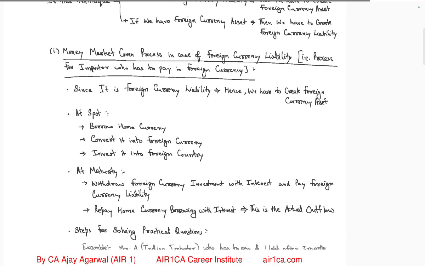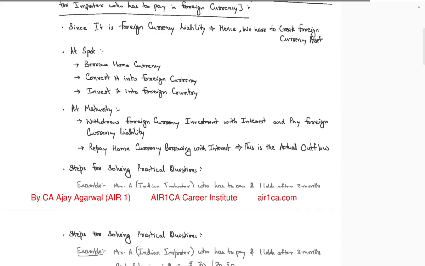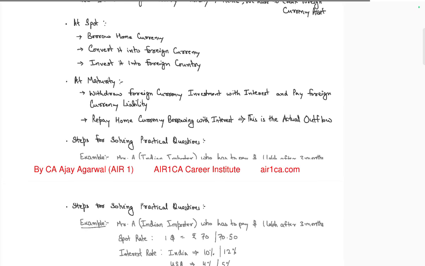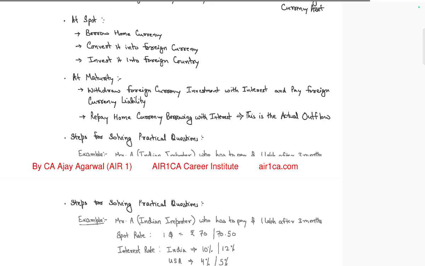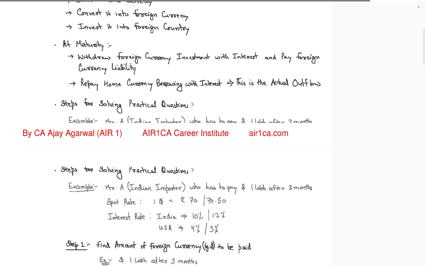The money market cover process in case of a foreign currency liability, the process of an importer who has to pay foreign currency. Since it is a foreign currency liability, we have to create a foreign currency asset. At spot, borrow home currency, convert it into foreign currency, and invest in the foreign country. At maturity, withdraw the foreign currency investment with interest and pay the foreign currency liability. Repay the home borrowing with interest. This is the actual outflow.